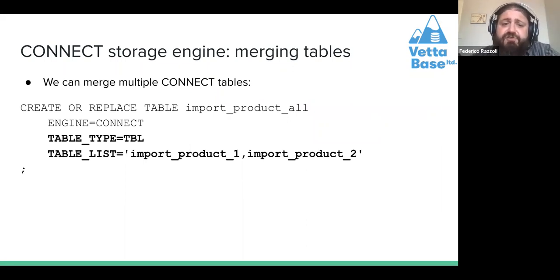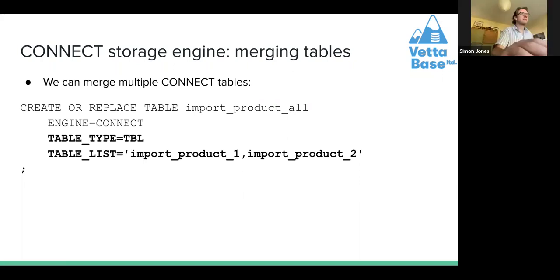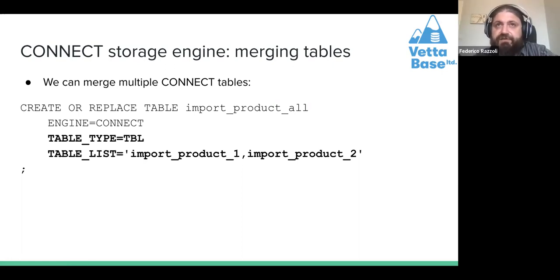In this example, I also show you that you can create a single Connect table, which is a collection of several files. Okay, how does it work? Well, you create a separate Connect table for each file, and then you create a table with table type TBL, which is, I think, table list. And then you list the tables that are part of this one. Of course, the files could have different structures, but the Connect tables you create must have the same columns with the same names and the same data types.